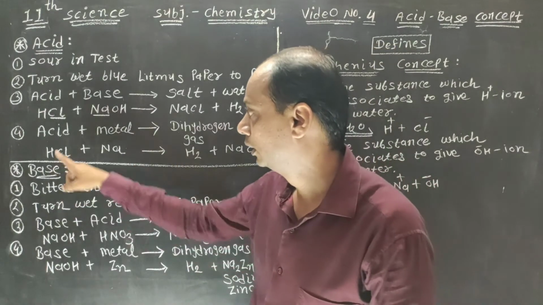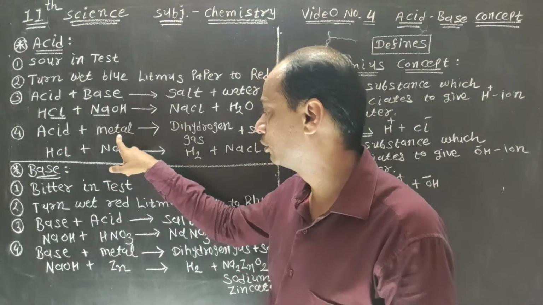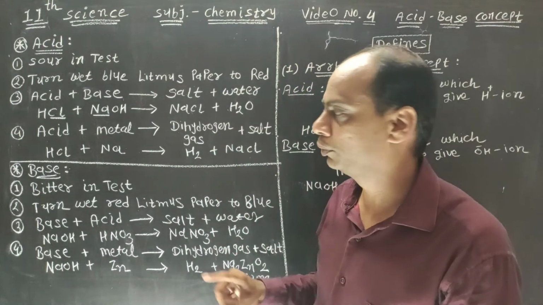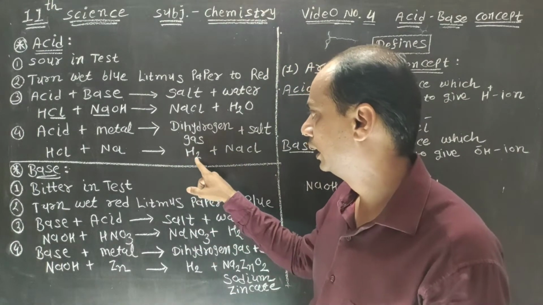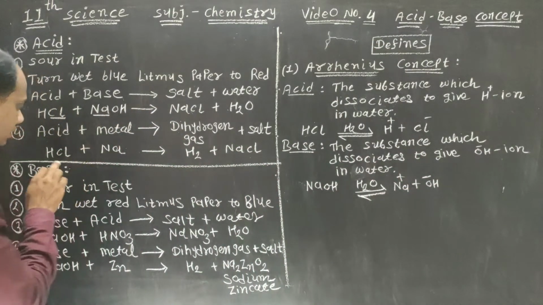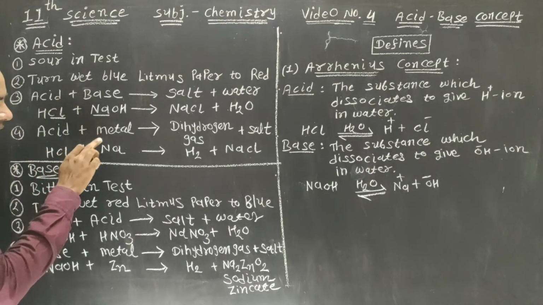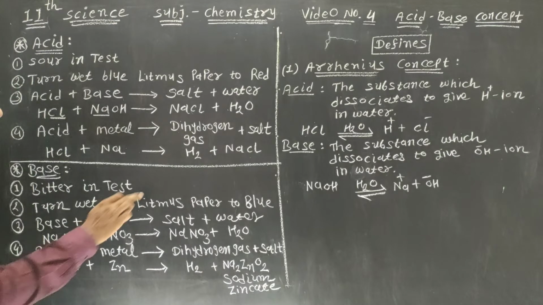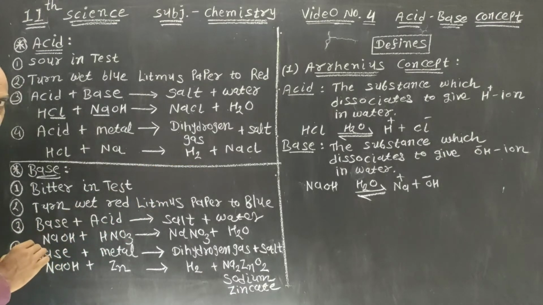Next, last, reaction of acid with metal produces dihydrogen gas. The formula of dihydrogen gas is H2. Okay, acid, HCl, hydrochloric acid, metal, sodium. When they react, they produce dihydrogen gas. Number of hydrogen atoms are 2.